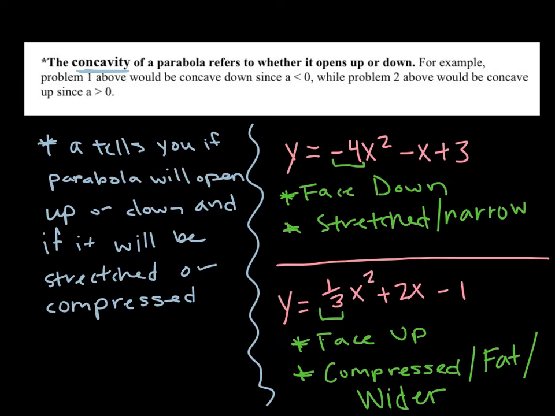So that A value can tell you a lot about your parabola and what it will look like. AX squared plus BX plus C. And remember, A, B, and C are just number values.